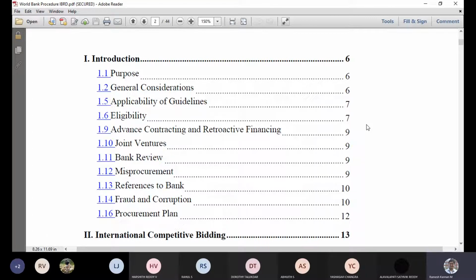procurement. This is procuring in advance, where some portion gets purchased in advance, so that when the loan gets released, you can reimburse, or depending upon the bank's procedure, you can claim the money you spent for the advanced procurement. So that's basically advanced contracting and retroactive financing.